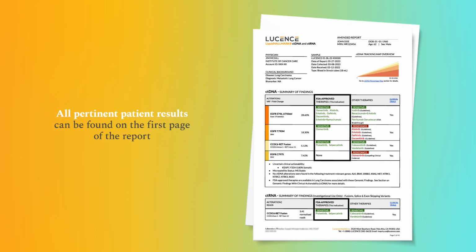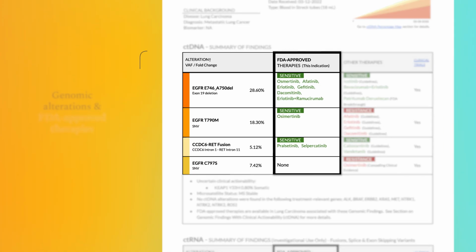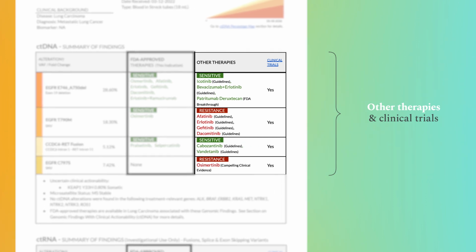All pertinent patient results can be found on the first page of the report. Key information is displayed front and center on the first page. The color-coded summary of findings lists detected genomic alterations and their corresponding FDA-approved therapies. Other therapies and clinical trials are also included.